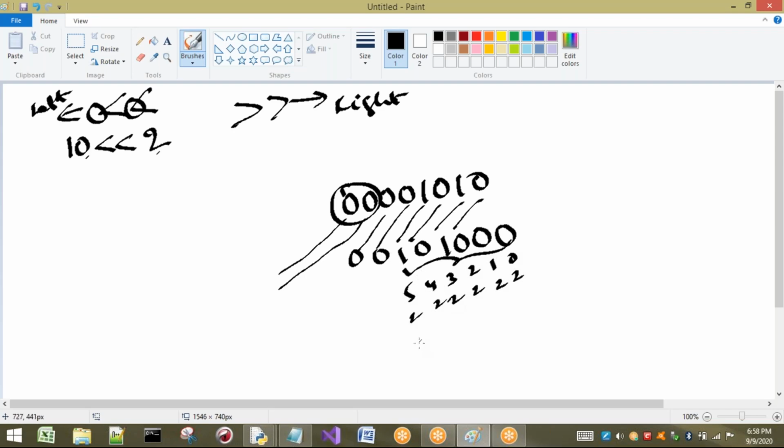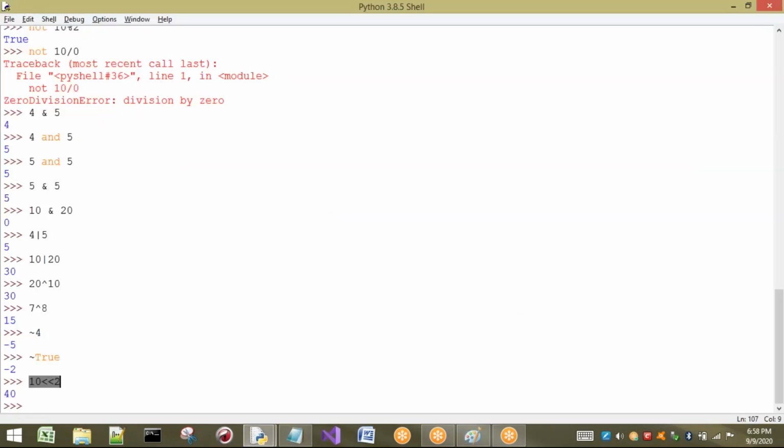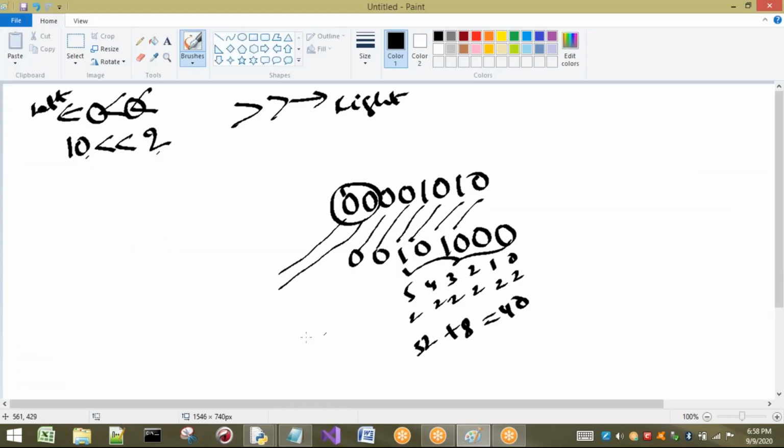So 2 power 5 is nothing but what? 32. Next, 2 power 3 is 8. So plus, remaining all are zeros only. So the answer is 40. So what we got here? The answer is 40. So one logic I will tell you.